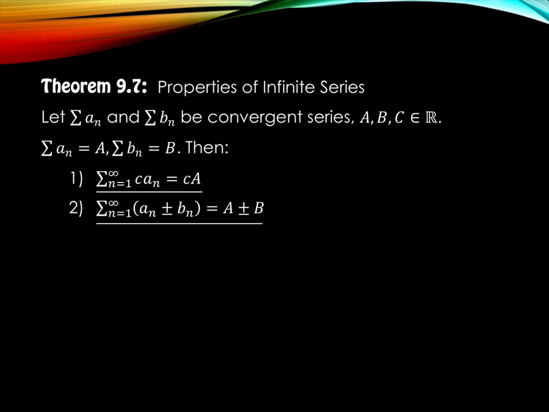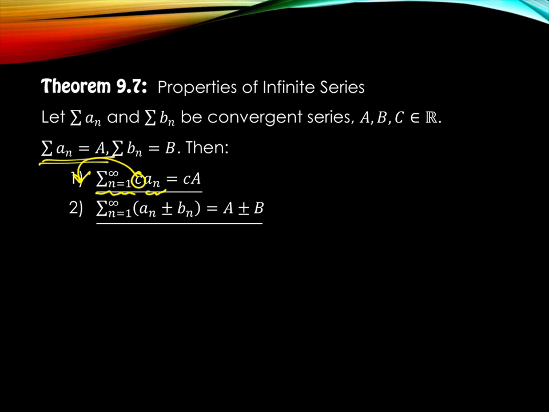All right. Some properties of an infinite series. These are properties that we would expect to hold true, and they do. If we have a summation of a sub n and a summation of b sub n, and they're convergent series, a, b, and c are in the real number system. If the summation of a sub n is a, and the summation of b sub n is b, then the summation from n equals 1 to infinity of c times a sub n essentially says I can just pull the c to the beginning. What's left over is the summation of the a sub n, and that's a. So it's c times a.